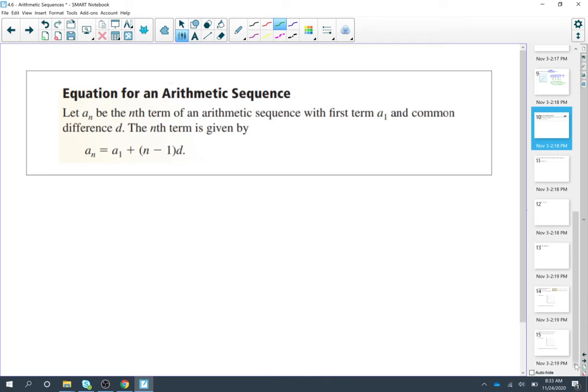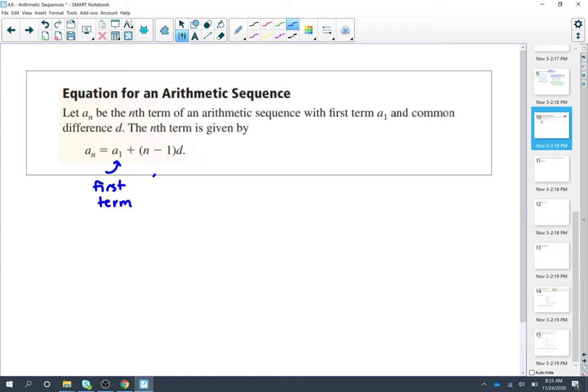Equation for an arithmetic sequence. Let a sub n be the nth term of an arithmetic sequence with the first term, a sub 1, and a common difference d. The nth term is given by that equation. Now, a couple things to look at, and then we're going to look at this a different way. Notice that a sub 1, that little 1, is the first term in the pattern.